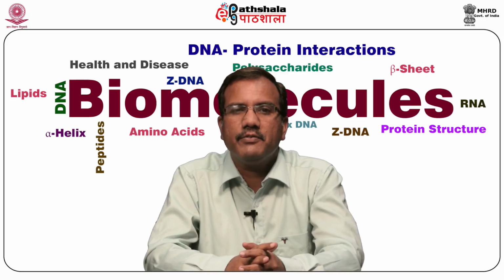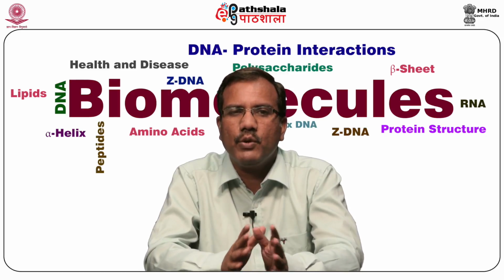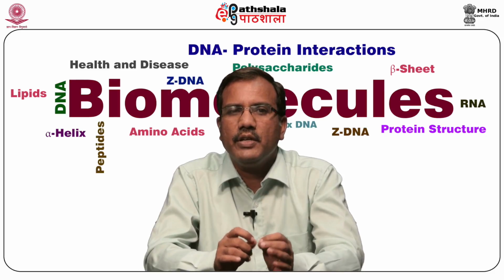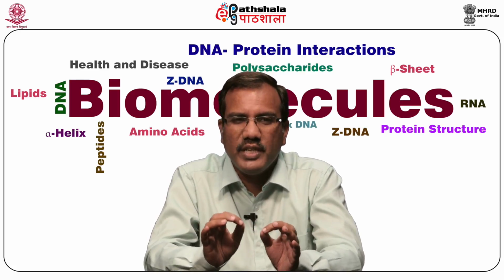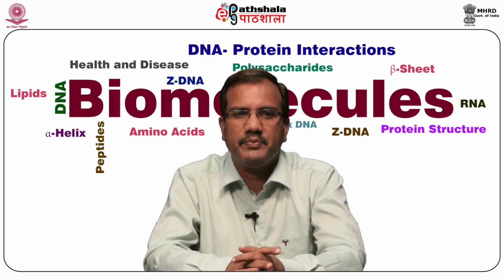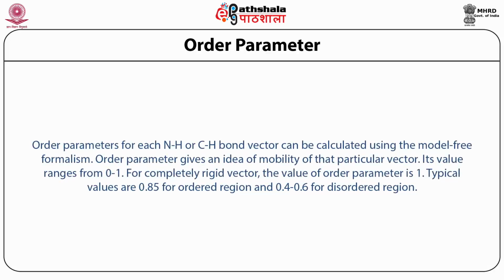And finally, data is fit to 5 different models of the local motion for each residue to get the information about various order parameters, correlation times and rate of exchange. So order parameter can be calculated from modified model-free formalism. We generally do it for NH or CH bond vector. This order parameter gives you an idea about mobility of that particular vector. Its value ranges from 0 to 1. If the value is 1, it means we have completely rigid vector.